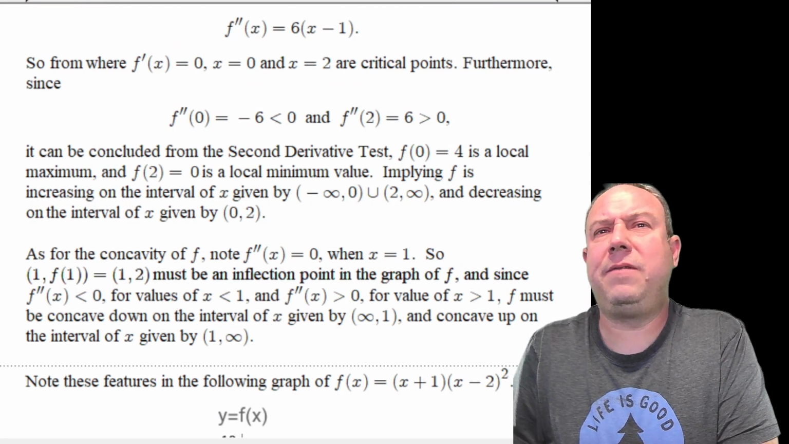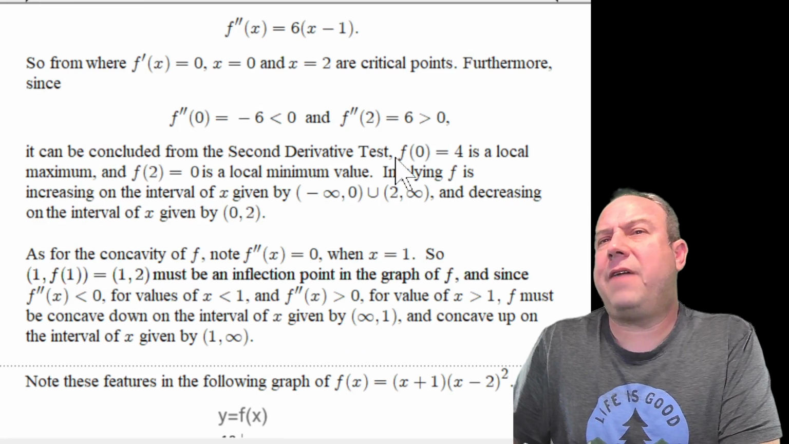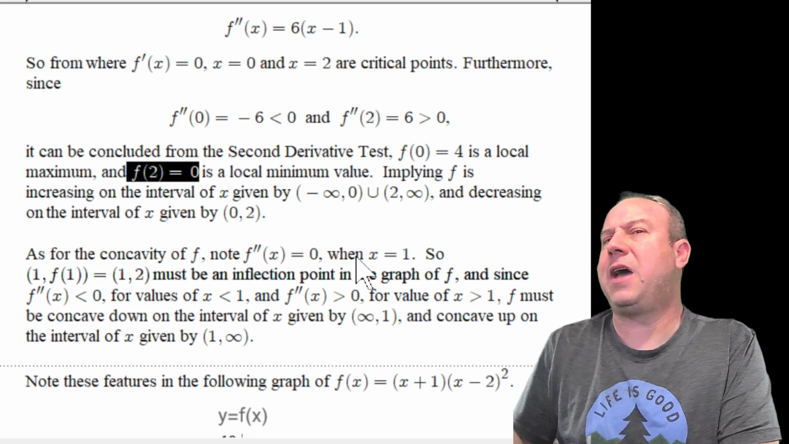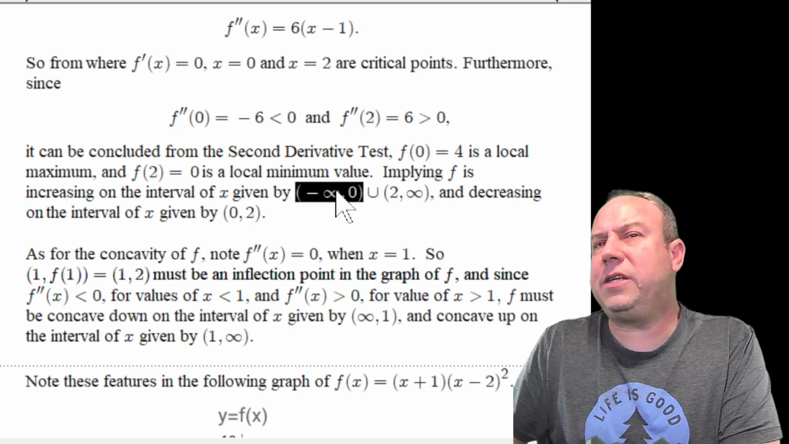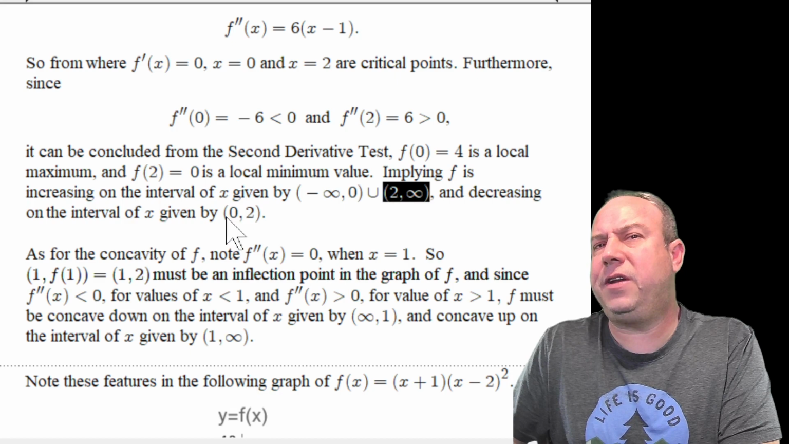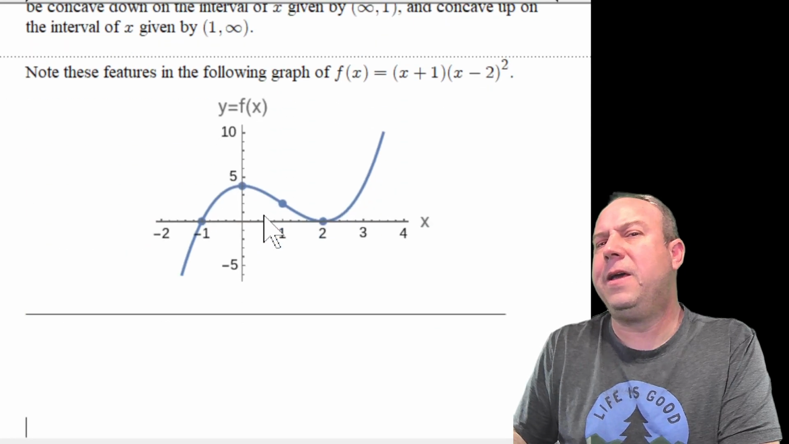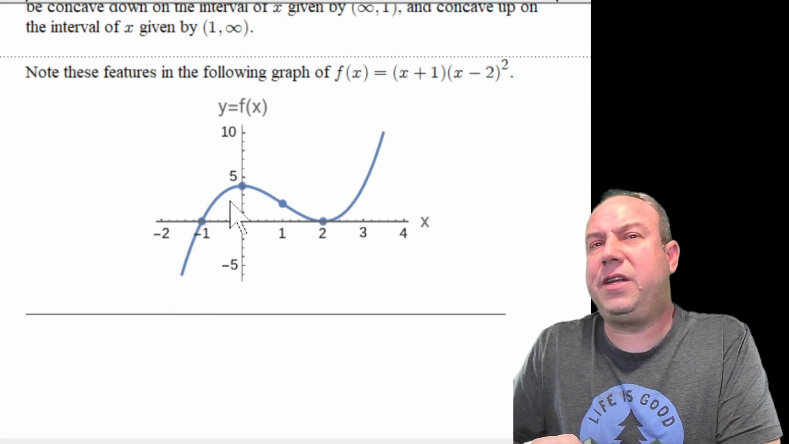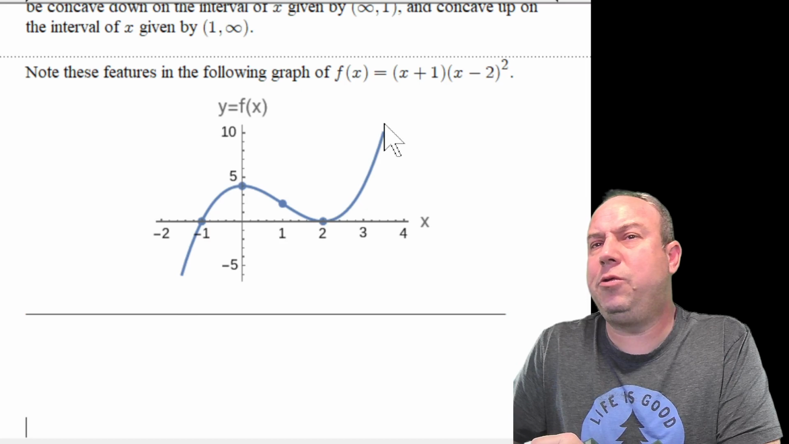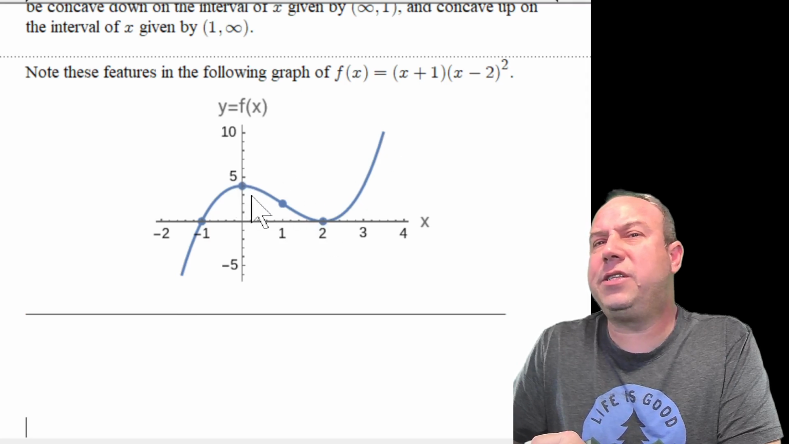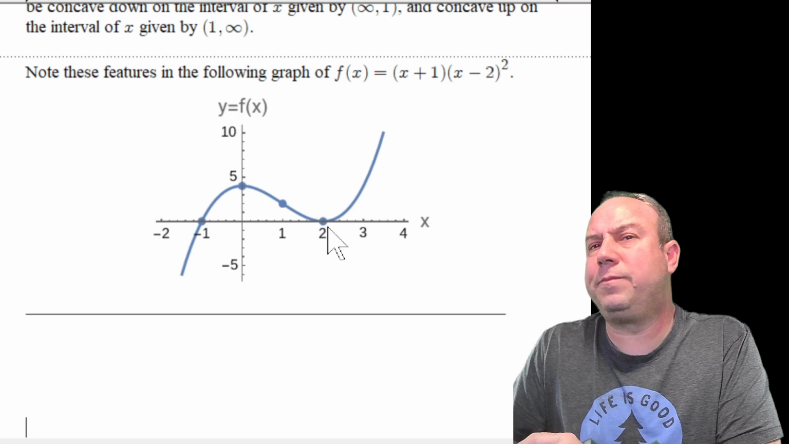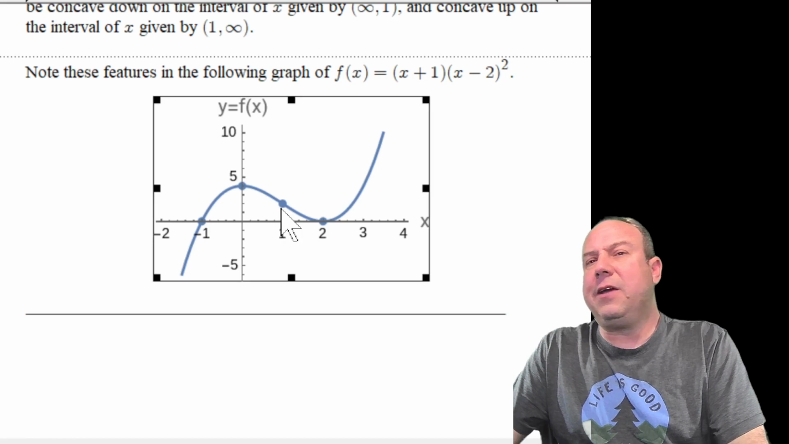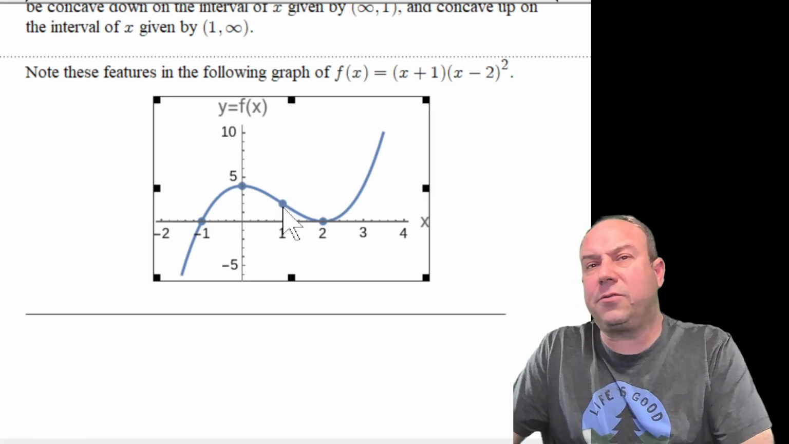Did I have that right above? Yes. F of 0 equal to 4 would be our local max, and f of 2 equal to 0 would be our local minimum value. We then see we increase from negative infinity to 0 and from 2 to infinity, and decrease from 0 to 2. And those features are seen here in this graph. We are increasing from negative infinity to 0 and from 2 to infinity, and we're decreasing between 0 and 2, right, along this x-axis. Here at x equal to 1, you can see I've illustrated the inflection point.